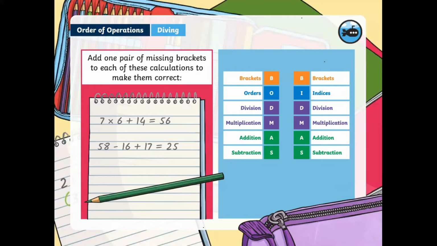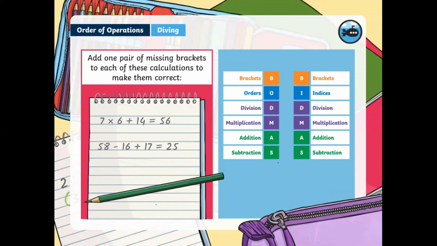And in the second example, we've got 58 minus 16 plus 17. Okay, so do the brackets come around the 58 and the 16, or the 16 and the 17? If you've got the answer, just think about it for a bit. You can pause the video if you'd like. Okay, so let's start. If we put the brackets around the 58 and the 16, we get 42 plus 17, and that gives us 59, which is not 25.